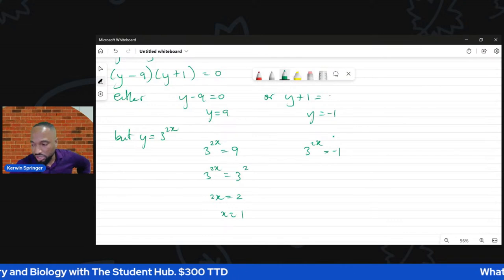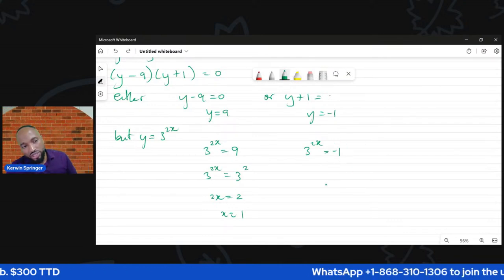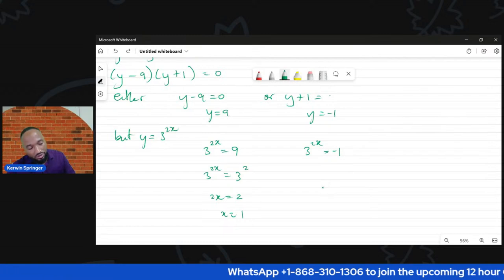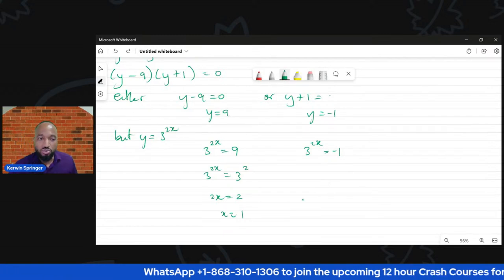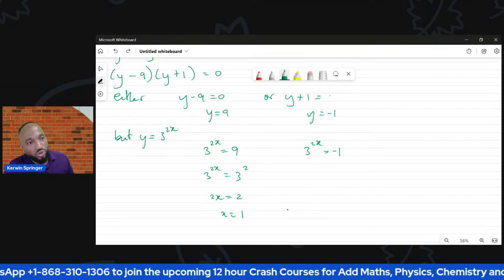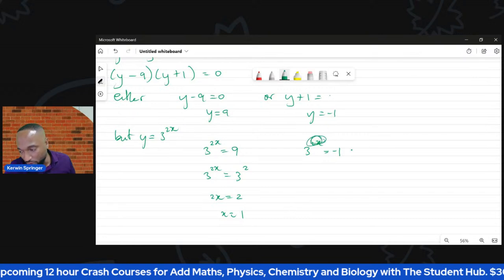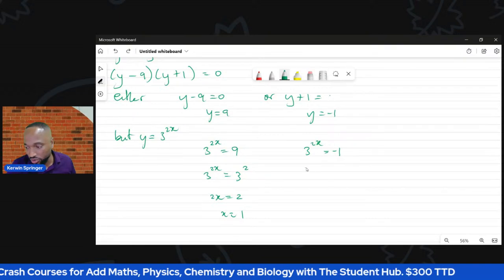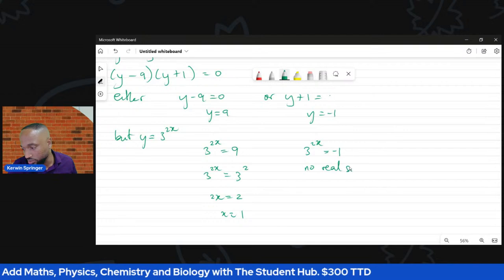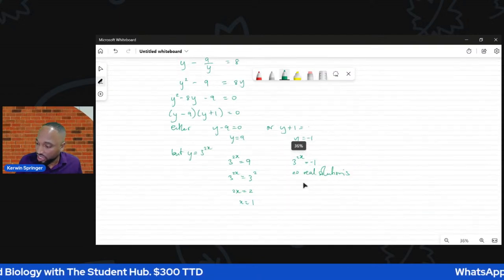Yes, there's nothing I can do about the other one. I can't raise 3 to any power that will make it negative. If I raise 3 to a negative 4, it will become a fraction. If I raise it to a fraction, I'll get the square root or some fractional root. There's no number I could put here to make this negative. So this has no real solutions. Invalid. And that's how you do that question.